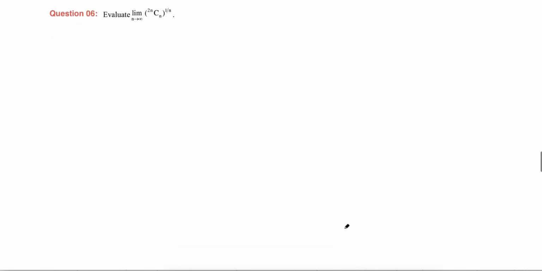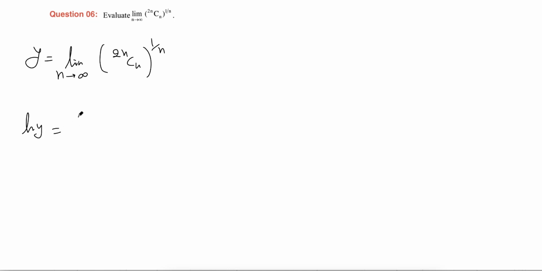Next. This is somewhat of a better question, not a great question. I will assume this is the y, limit n tending to infinity of 2n cn. Slightly tricky things will be there. I can write ln y equal to 1 by n, limit n tending to infinity, of 2n cn.